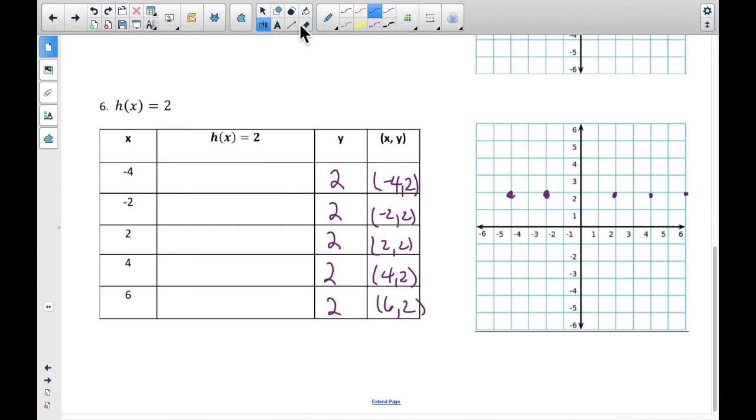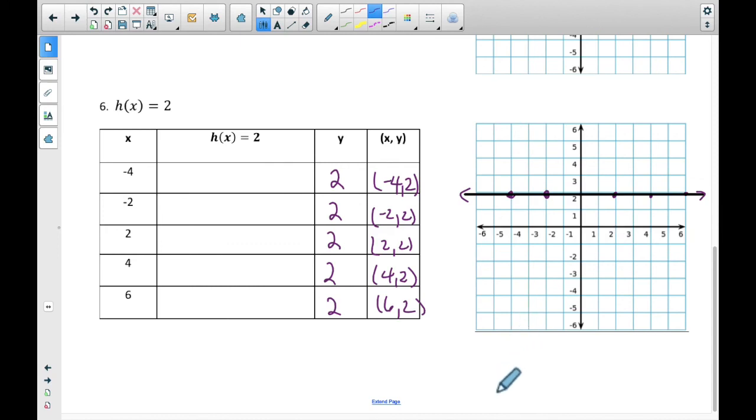It's always 2. Do you remember we learned the term for this? It's called constant. This is actually a constant function because it's just flat. And again, we should probably have an arrow on both sides.